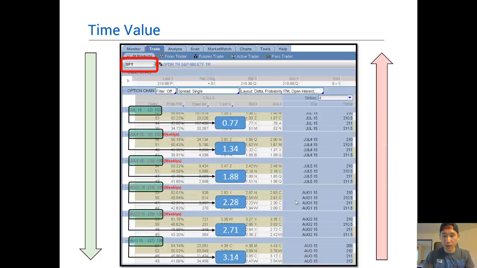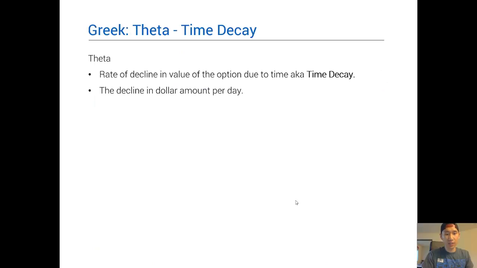But inversely, you could also think about as you get closer to the time of expiration, the price of the option also decreases. Now, keep in mind that this is keeping everything else constant, such as the strike price, the prices of the option will change as you increase time. Now, this would be a good time to introduce one of the Greeks.